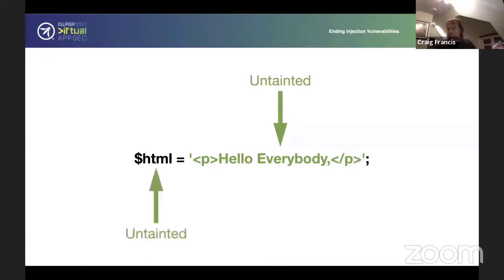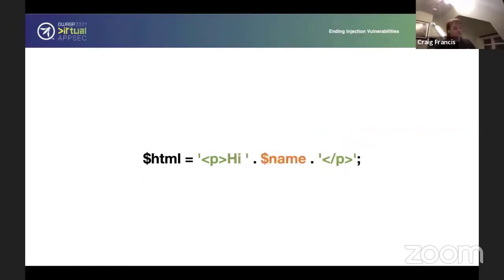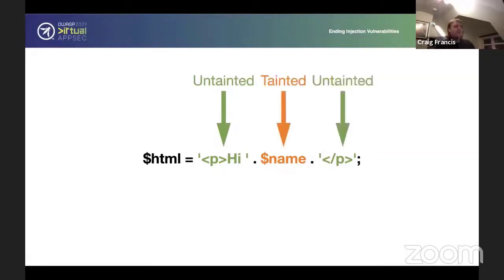Therefore, the variable, in this case HTML, is marked as untainted. We have the string, the paragraph "hi", and that's untainted. Then we have a variable name, which is tainted. And then you have another string, which is untainted. And then that HTML is now considered untainted, and our defender, templating engine or whatever, can stop it. It can say, no, not having that.